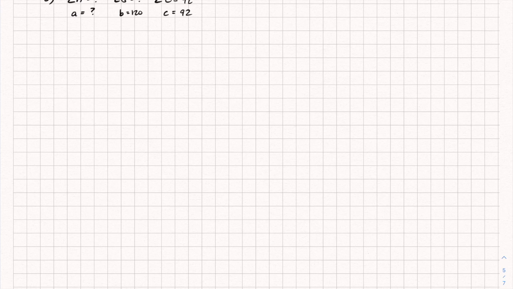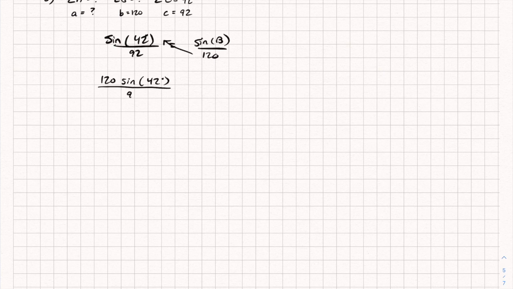Okay, so in part B, I'm given these numbers and given these measurements where I know angle C and side B. So that means I can use law of sines to find angle B again. So sine of 42 over 92 is equal to sine of B over 120. I'm going to cross multiply, so I'm going to bring the 120 over. So 120 sine of 42 divided by 92 is equal to sine of B.